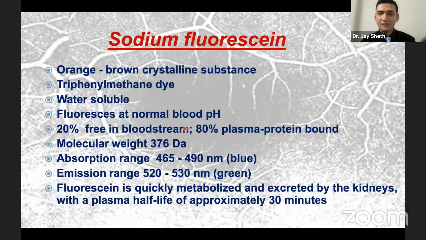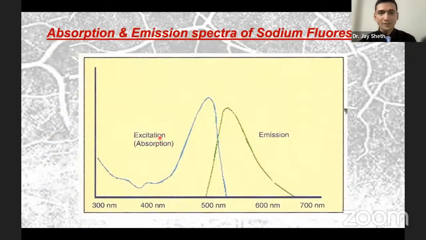And it has a half-life of approximately only 30 minutes. So the toxicity usually lasts for only a few hours once we do a fluorescein angiography in most of the patients. Unlike if we use an ICG dye, the toxicity may last for 24 to 48 hours. So this is the depiction just showing the absorption and the emission peak of this dye.